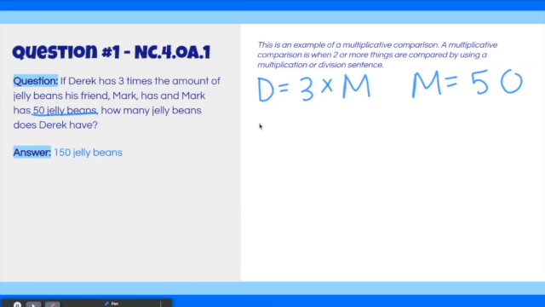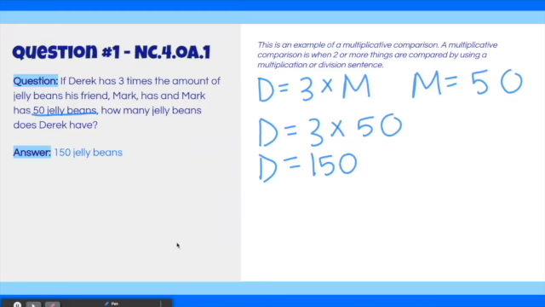Okay, and because Derek has 3 times how much Mark has, we know that Derek would have 3 times 50. And when you multiply 3 and 50 out, you get that Derek has 150 jelly beans. Okay, so moving on to the next question.